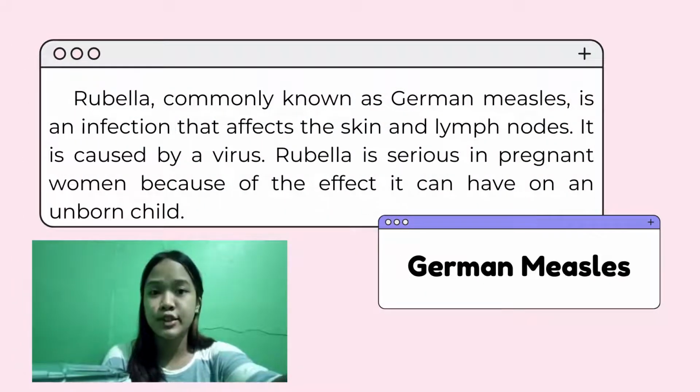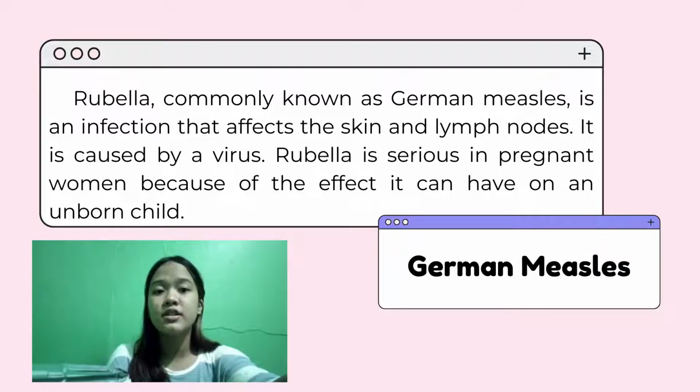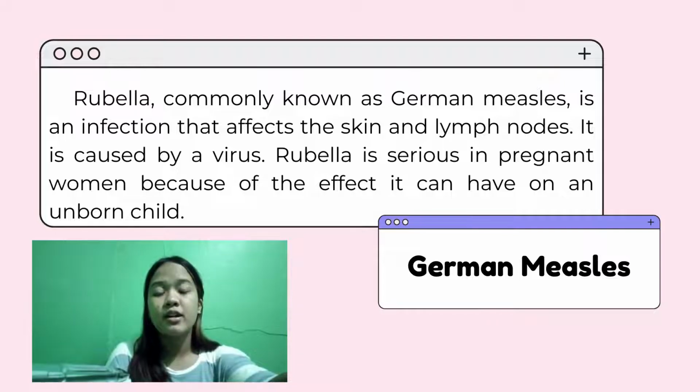Next is German measles. Measles in pregnancy. If you're not immune to measles and become infected while you're pregnant, there's a risk of miscarriage or stillbirth, your baby being born prematurely before the 37th week of pregnancy, and your baby having a low birth weight. What is rubella? Rubella, commonly known as German measles, is an infection that affects the skin and lymph nodes, and it is caused by a virus.